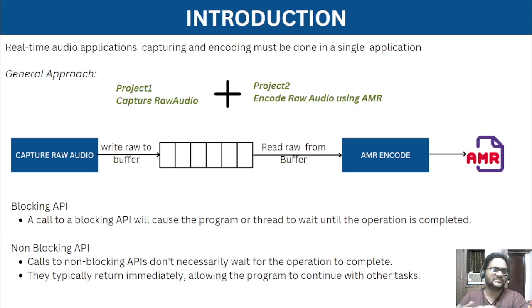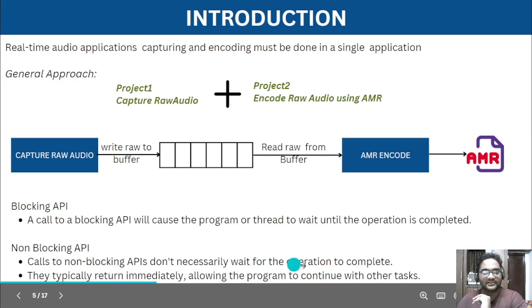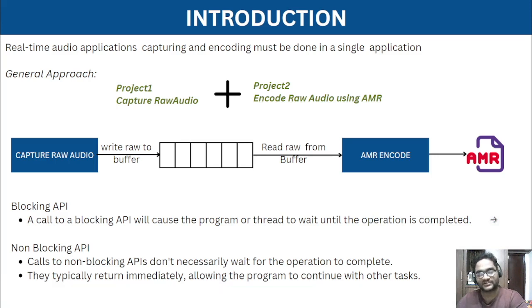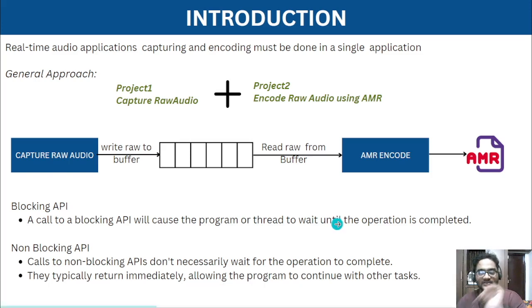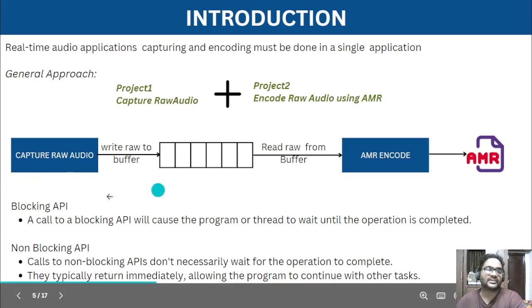Non-blocking API means there is a function A and a function B. After calling function A, it doesn't necessarily wait until function A gets completed. It moves on to the next function B. This mechanism is called a non-blocking API. They typically return immediately, allowing the program to continue with other tasks. It is not blocking the rest of your tasks, whereas a blocking API blocks other operations until the current operation is completed. So this is about blocking and non-blocking technologies from the software context point of view.